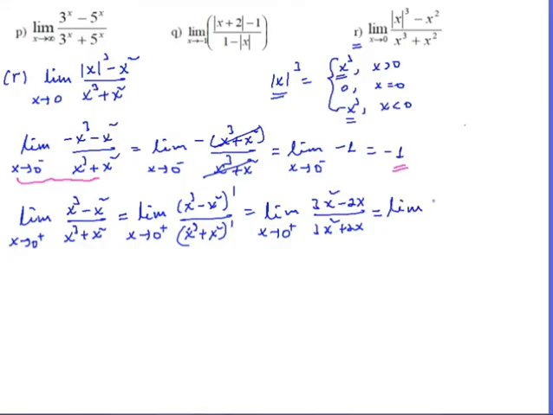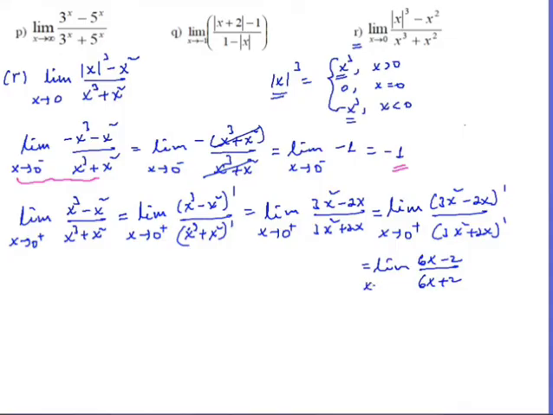So again, we apply L'Hopital's rule, over the derivative of 3x squared plus 2x, as x approaches 0 from the right. Then this limit becomes the limit of 6x minus 2 over 6x plus 2 as x approaches 0 from the right. Now you can directly substitute 0. Therefore, it becomes 0 minus 2 over 0 plus 2, which is minus 2 over 2. The result is minus 1.